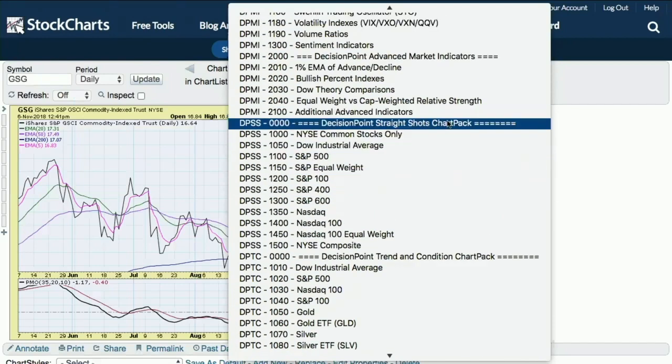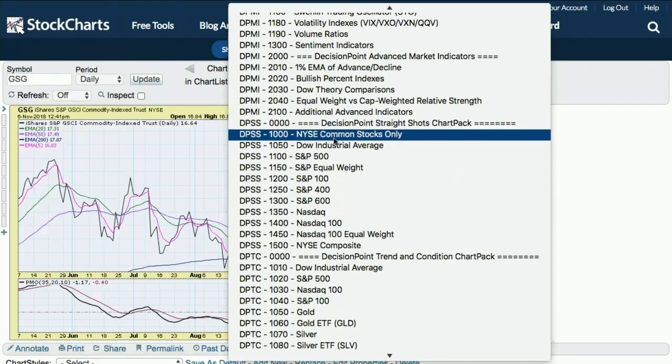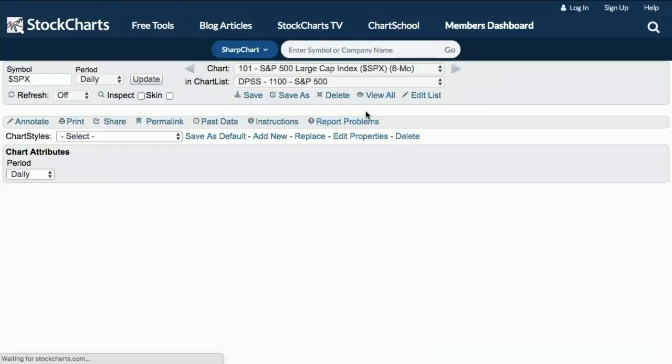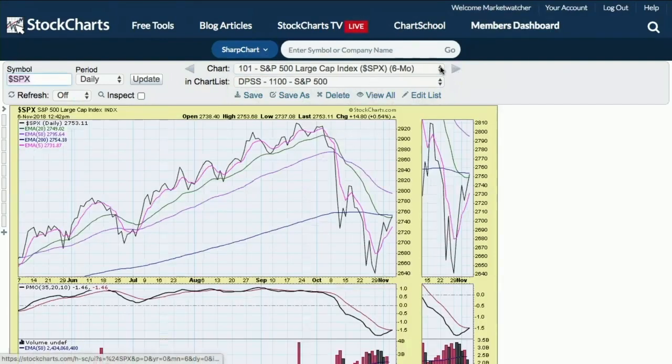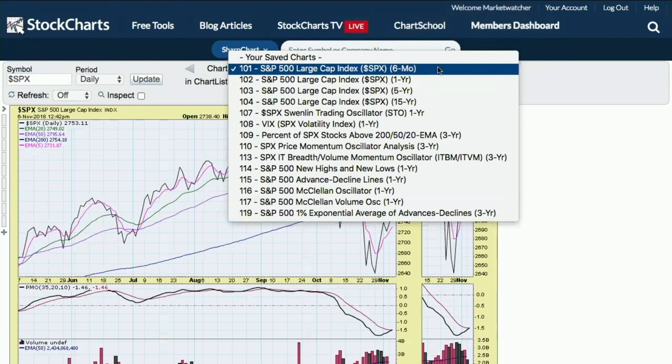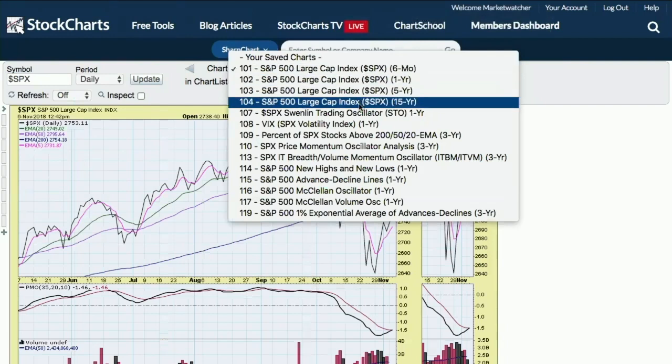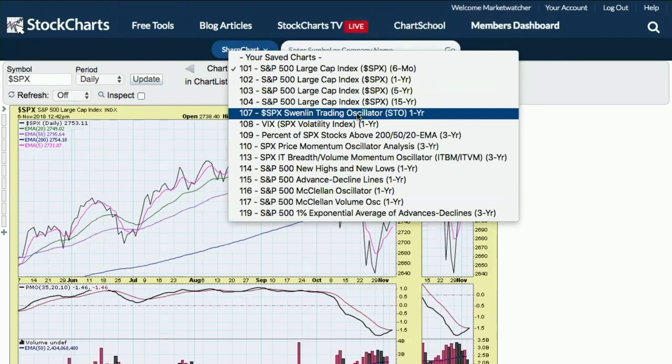So let's go to the straight shots chart pack, and I think this one is the best one to use for analysis of just a particular index and looking at the indicators across the board for it. So let's look at the S&P 500, because I think everybody's mostly interested in that. Alrighty, and here's what's included in the straight shots S&P 500 chart list. These are all of the different charts that are within that. And as you can see, we can go down. Not only do we get the different time frames already done for us, we have the Swenlin trading oscillators in there.